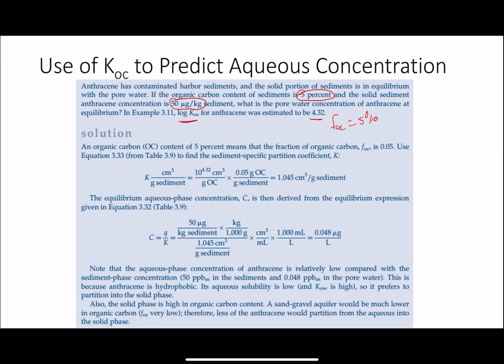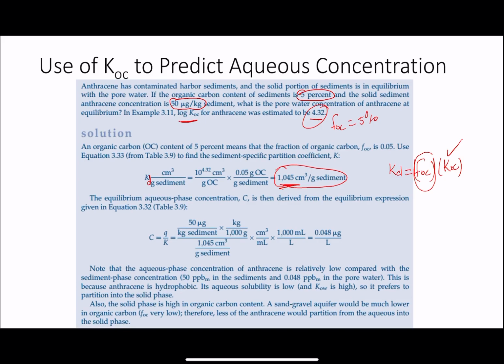Okay, so now let's find out KD, because we need KD for the equation itself. KD is equal to what? Remember KD? FOC times KOC. And KOC, we have it here, 4.32. So 10 to the power 4.32 times 5%, 0.05. This would give you 1045. So this is KD, 1045 centimeter cube per gram.